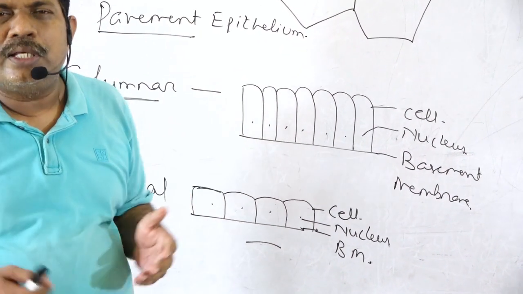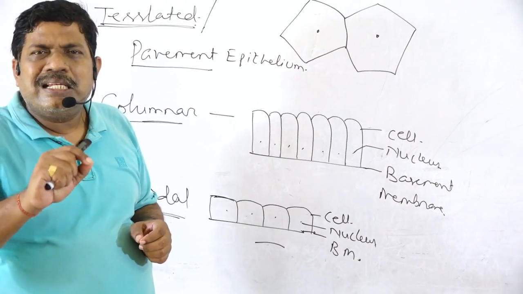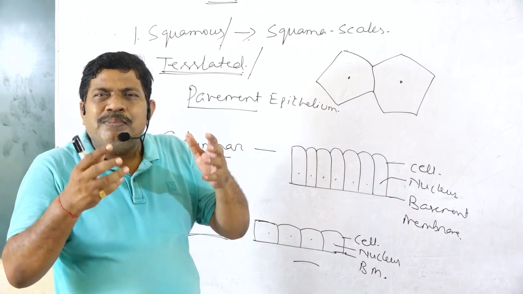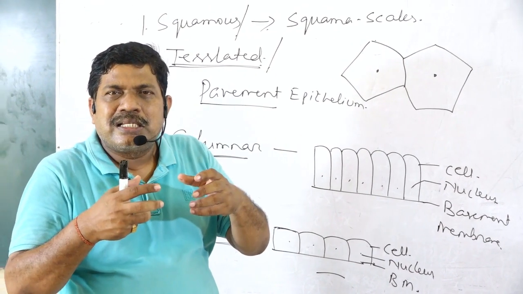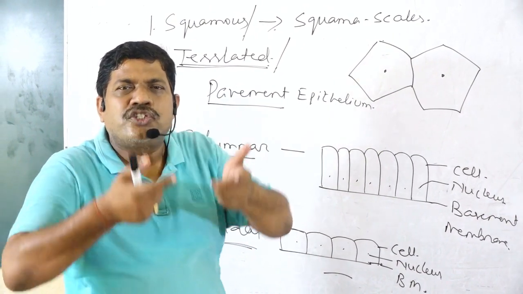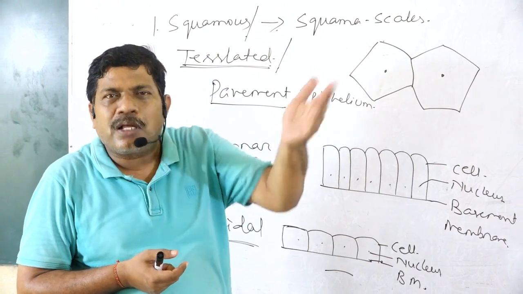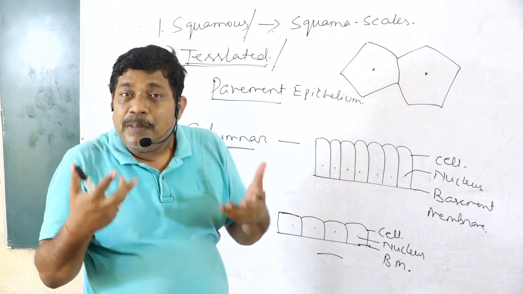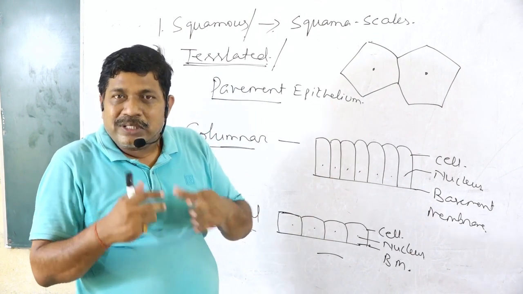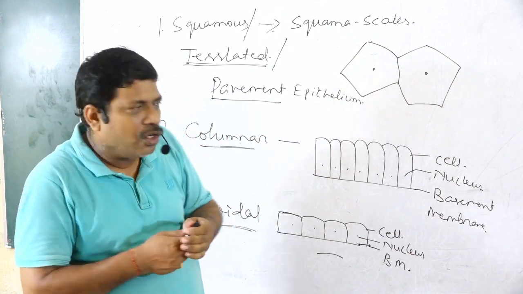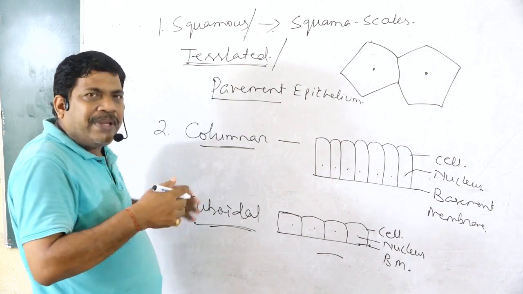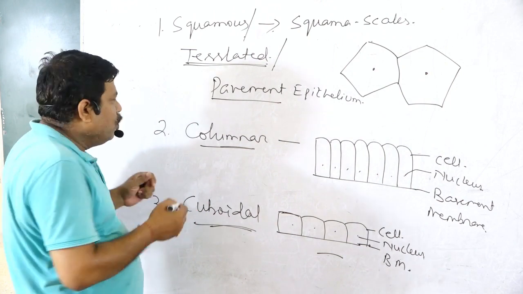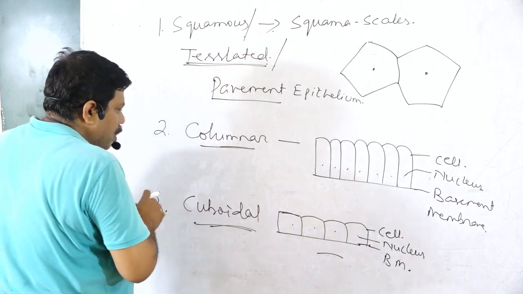And number 4 is ciliated columnar, ciliated cuboidal. When the columnar cells possess cilia-like structures on their free surface, that is called ciliated epithelium. Or when cuboidal epithelial cells possess cilia-like structures on their free end, on their free surface, that is called ciliated epithelium.